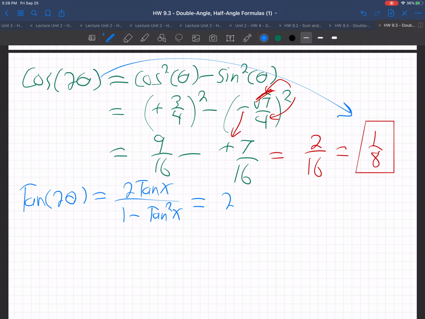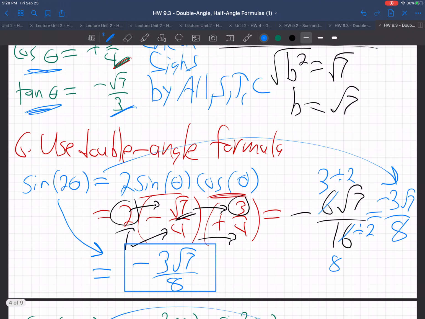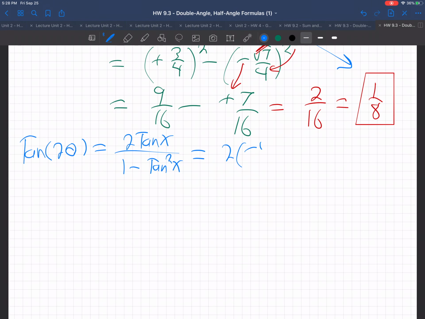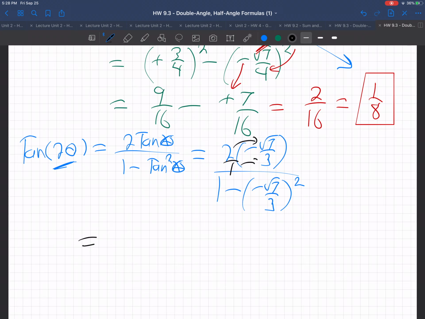All right, 2, what's tangent of x? Well, tangent of regular x is right here, minus root 7 over 3, over 1 minus root 7 over 3 squared. Make sense? We're finding the tangent of 2 theta by the tangent of, well, this should actually be regular theta. I called it x, whatever. So here we go. What happens here? Put the 2 over 1, multiply straight. That's negative 2 root 7 over 3 all over 1 minus.